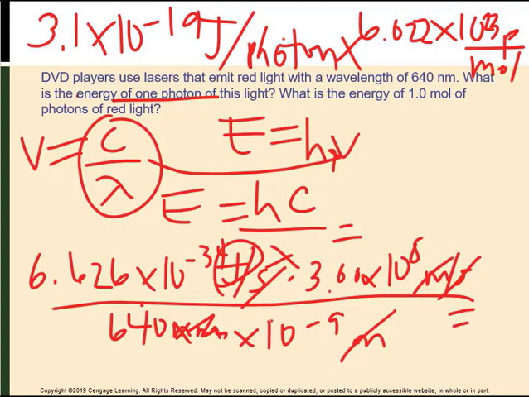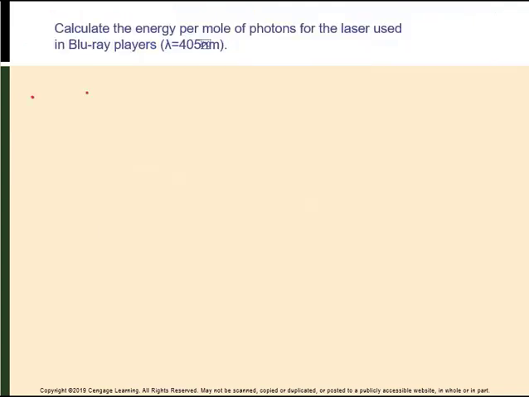187,039. So let's make that into scientific notation. How about 1.9 times 10 to the 5th? And that'll be joules per mole of red light. How about you try this one?